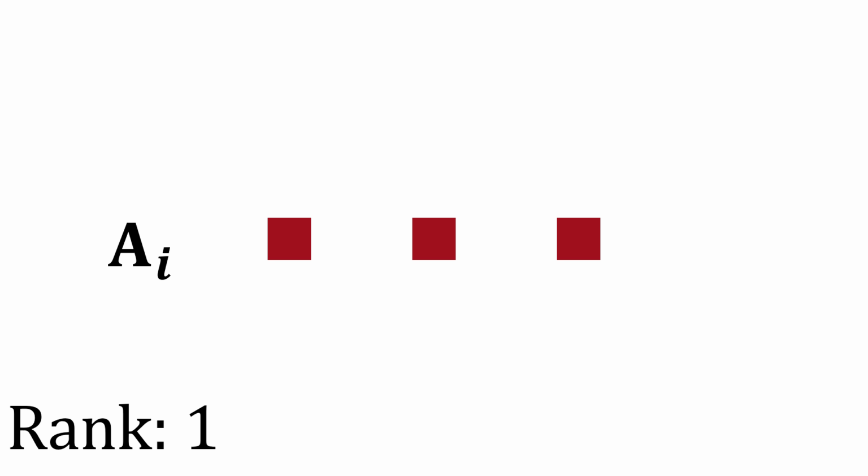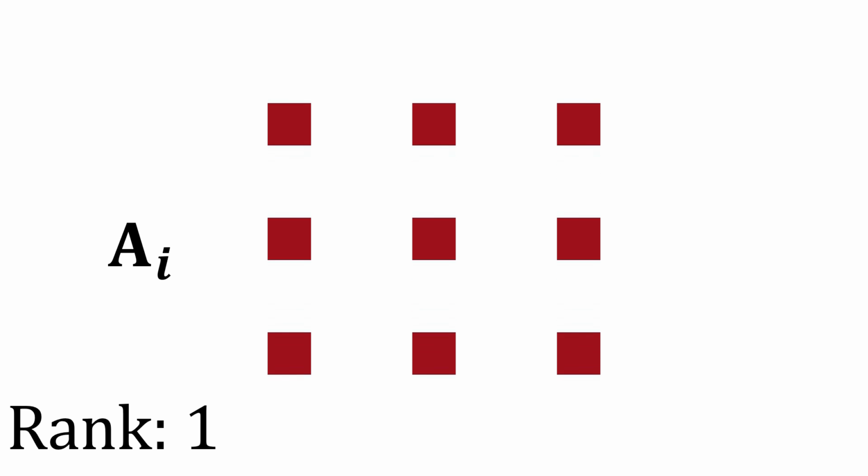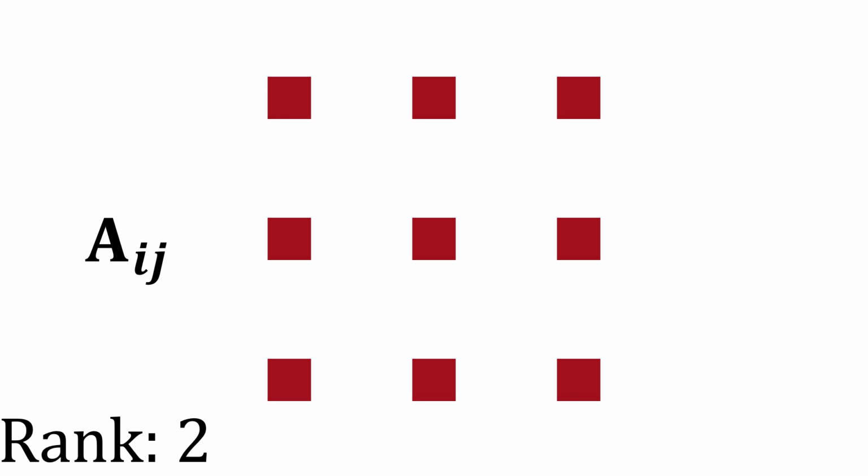So in array notation, a scalar is just an array of order 0. It has no indices because it has only one element. A vector is an array of order 1, or rank 1, because it has one index. And a matrix is an array of order 2 because it has 2 indices.